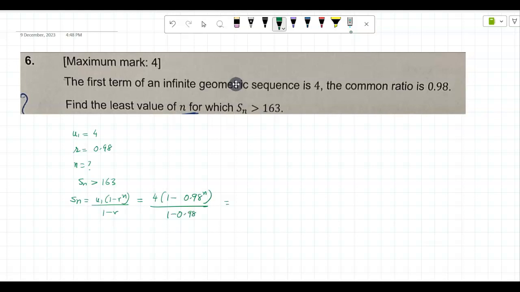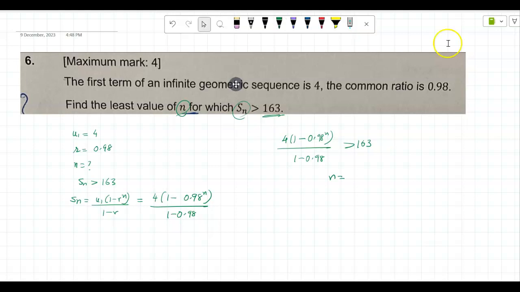But let's say that it's an infinite geometric sequence. Why are you using the formula for finite? Because you want the sum to be greater than 163. You're finding the least value of n. If it's infinite, then you know the sum, but this is not the infinite sum given. So your Sn should be greater than 163. Put this in solve with equal to and solve it. That's it.